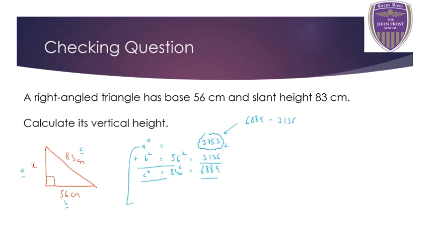Although if you want to just find a, then you will need to take the square root of 3,753. So the root of 3,753. Push equals, I get 61.26 centimeters to 2 decimal places. Remember, I called it x. So x is 61.26 centimeters to 2dp.